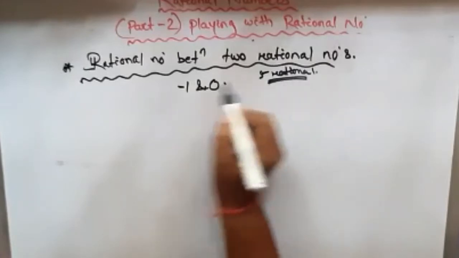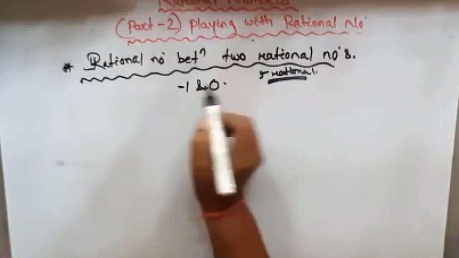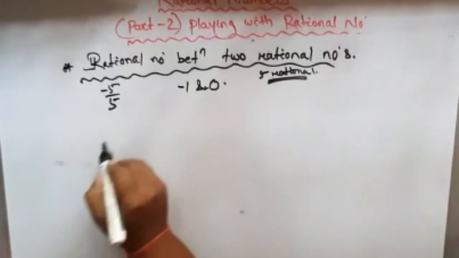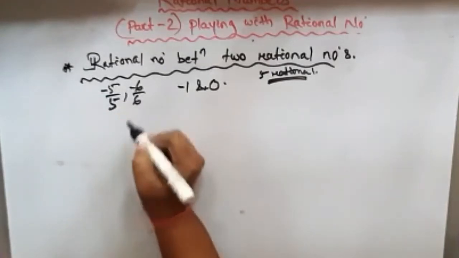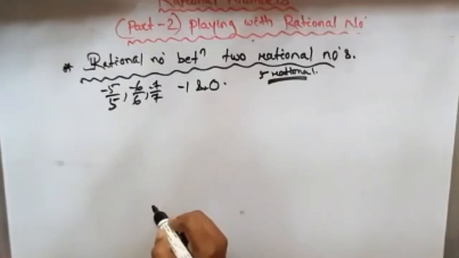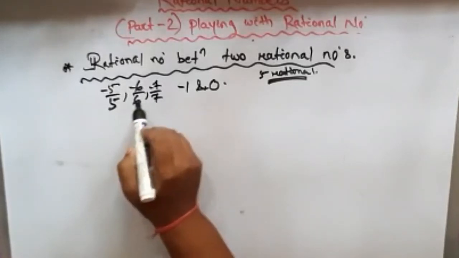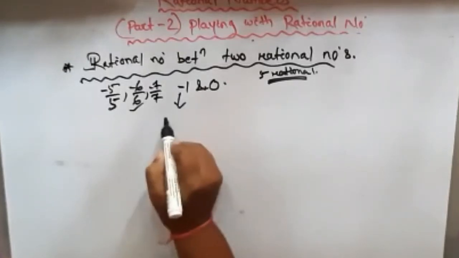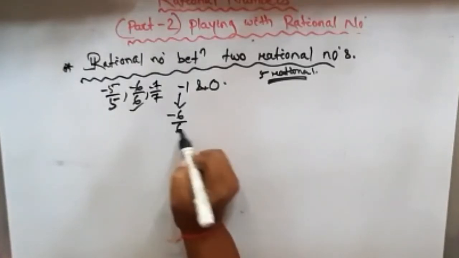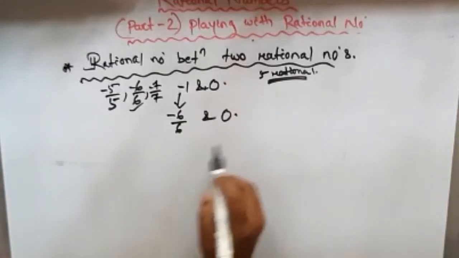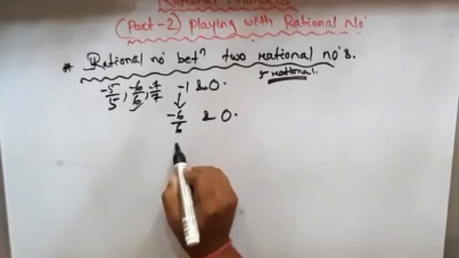Okay, 5 rational numbers. So I know that minus 5 by 5 is also minus 1, minus 6 by 6 is also minus 1, minus 7 by 7 is also minus 1. So I can take any one, I will take minus 6 by 6. So you have to find out the rational numbers between minus 6 by 6 and 0. Now we can find them.